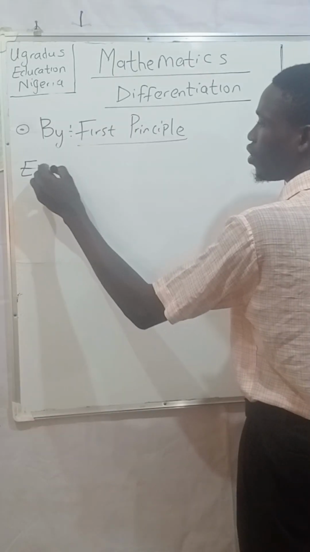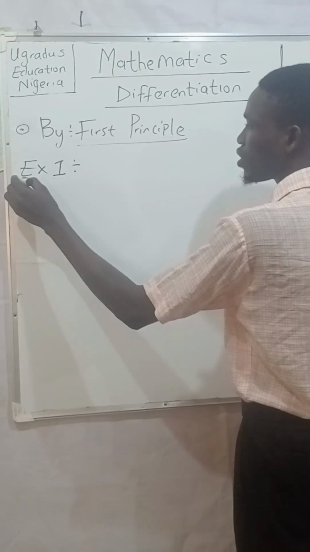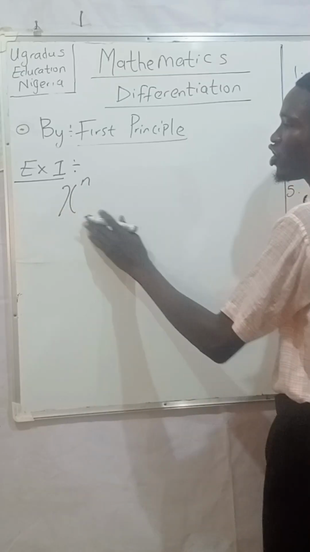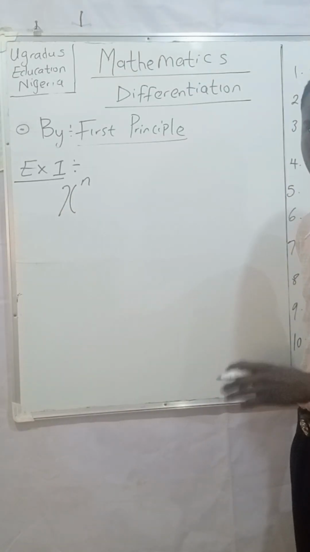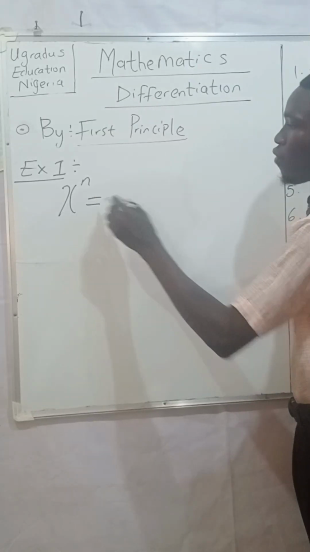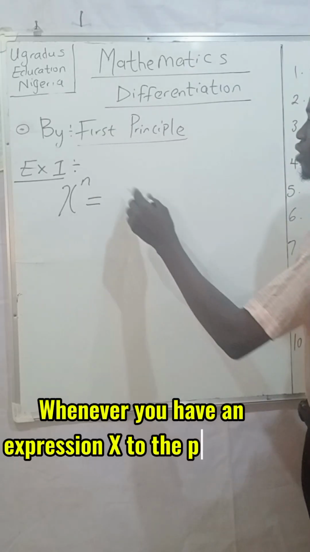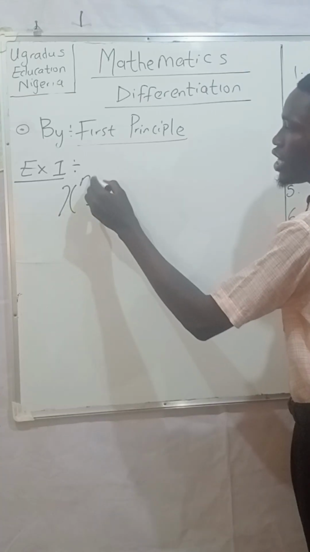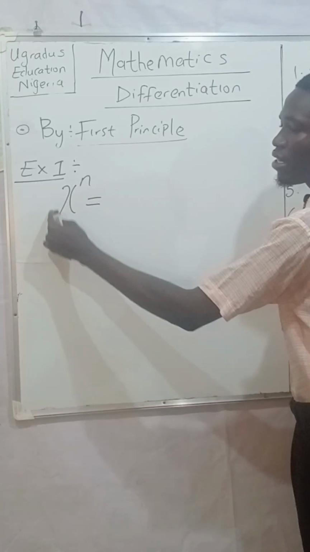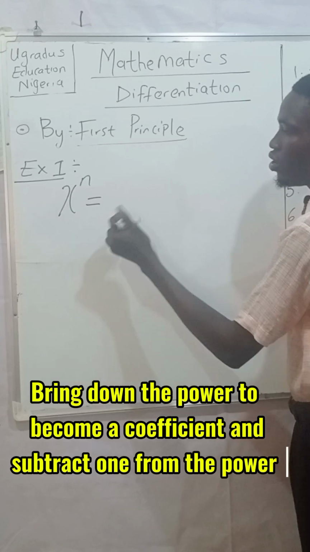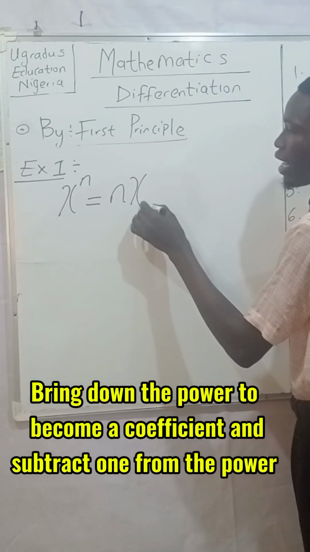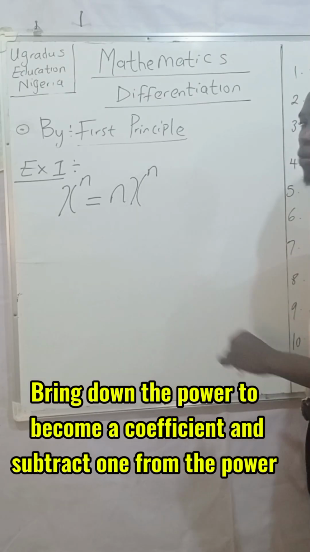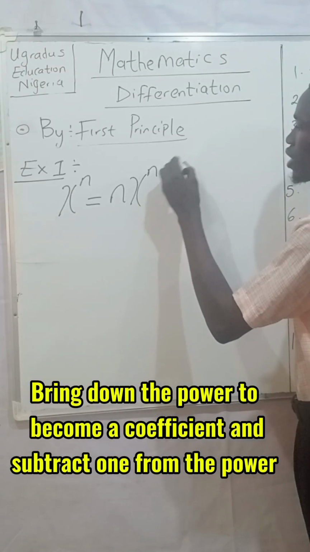Example 1. I'm going to take a question and show you the principle. But before that, let me give you the principle. The principle says whenever you have an expression x raised to the power of n, this is how you are going to solve it using first principle. You are going to bring this power to the coefficient side. This is an index, a power. This place is the coefficient position. So you bring your power to stay at the coefficient position, and then the power still maintains where it was, but you subtract 1.